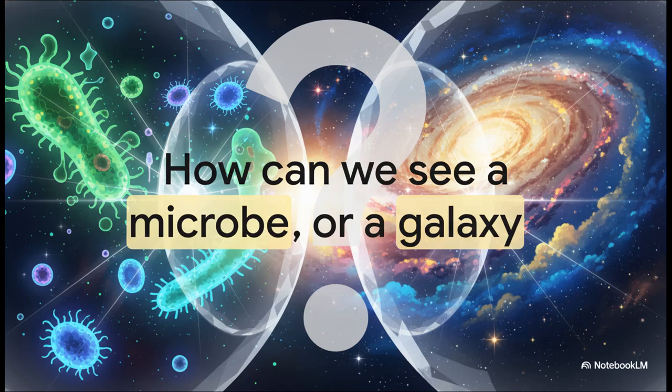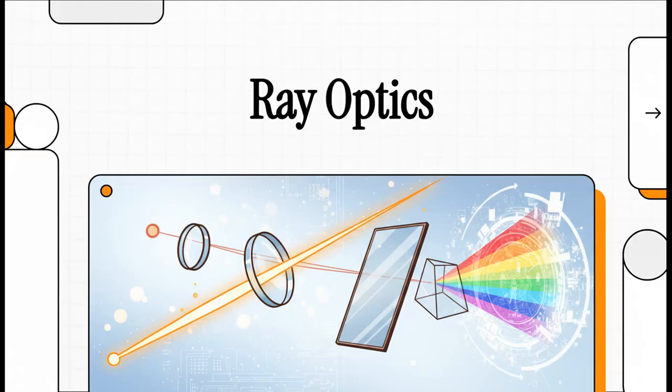Have you ever just stopped and thought about how we can see something as tiny as a microbe and, at the same time, something as mind-blowingly massive as a galaxy? How is that even possible? Well, the answer to both lies in understanding one thing: light. And that right there is what we're diving into, the science of ray optics.